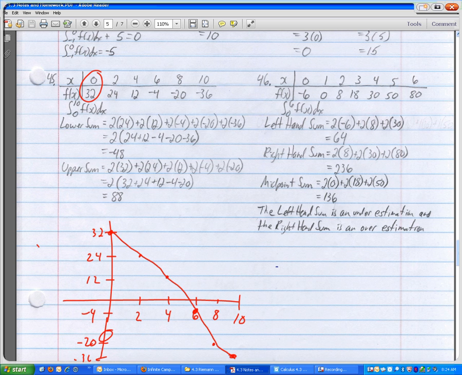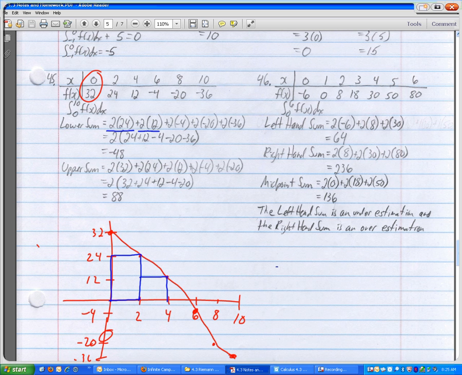Okay, so if I make the first rectangle, I'm going to go from 0 to 2, and if I want to make it a lower sum, since this is a decreasing function, that would be the rectangle that gives us a lower sum, correct? So the area of that rectangle is 2 times 24. And then the next rectangle, it's again going to have a base of 2. It would look like that. So that rectangle would have an area of 2 times 12.